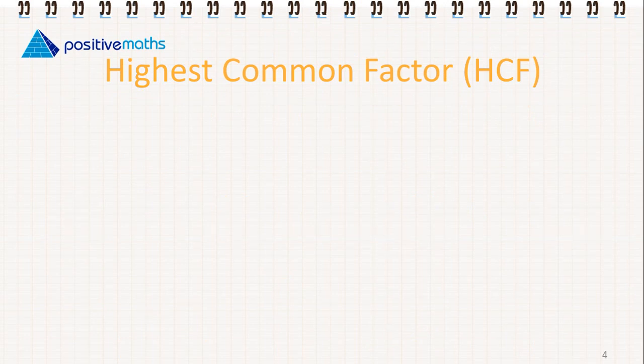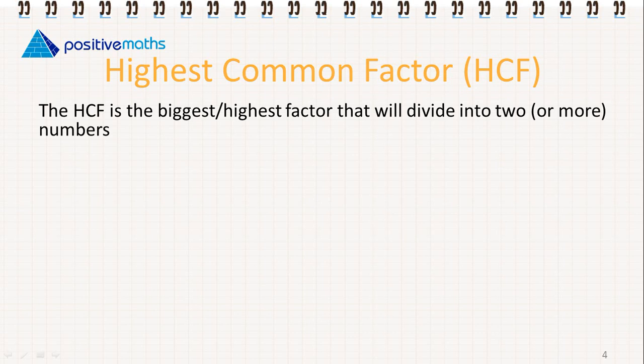Now we're going to discuss the highest common factor, or HCF. The highest common factor is the biggest or the highest factor that will divide into 2 or more numbers. So we're going to look at an example. We're going to find the highest common factor of 12 and 16.